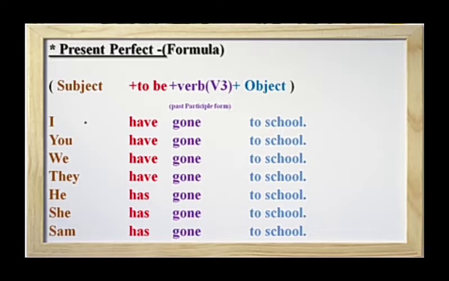So in the last part there is he, she, and Sam. That is singular person. So we use has in all these three sentences, like he has gone to school, she has gone to school, Sam has gone to school. But when the subject is plural, we use have. Like examples, you have gone to school, we have gone to school, they have gone to school.